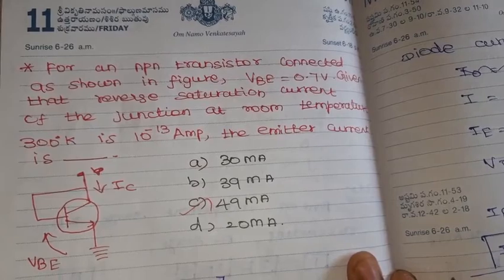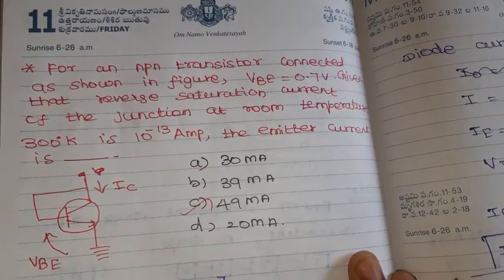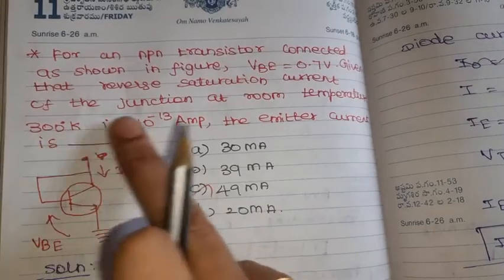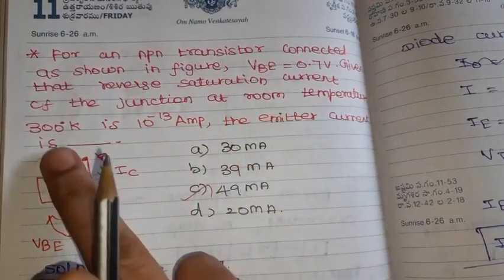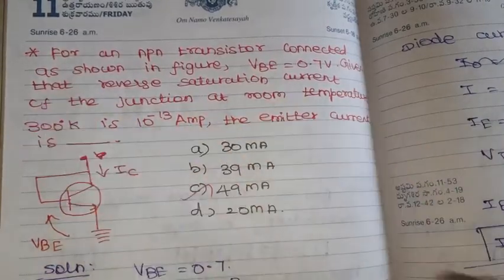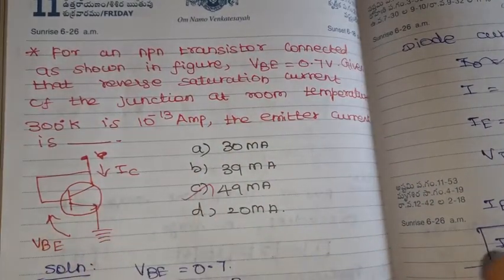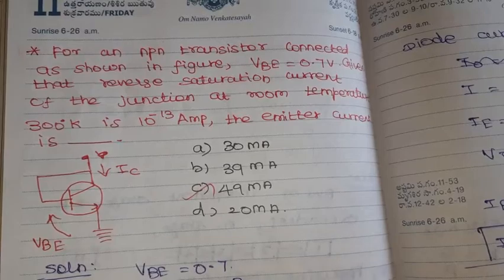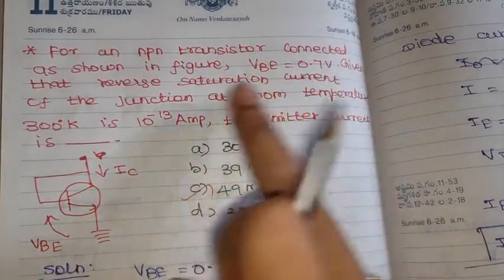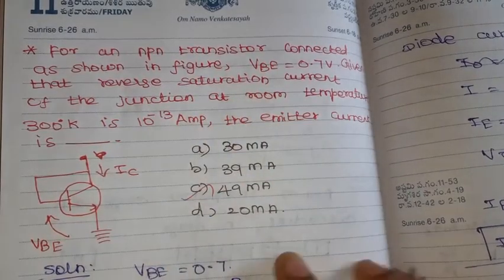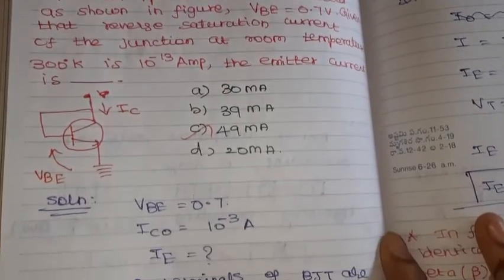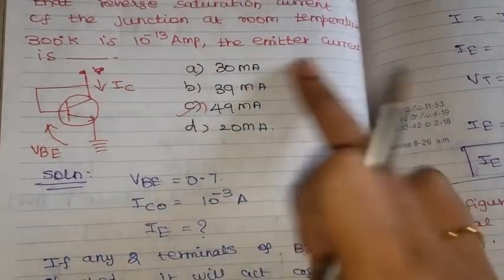For an NPN transistor connected as shown in the figure, VBE is equal to 0.7 volt, given that the reverse saturation current of the junction at room temperature 300 Kelvin is 10 power minus 3 amperes, the emitter current is... In this figure we are going to find the emitter current. What is given? VBE, the base to emitter voltage, is 0.7 volt, and the reverse saturation current IS is equal to 10 power minus 3 amps. We are going to find the IC value, IE value, the emitter current.